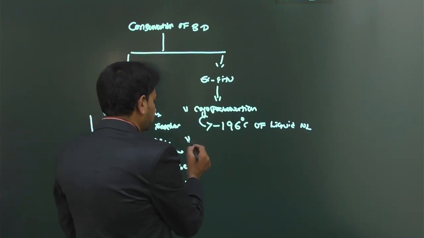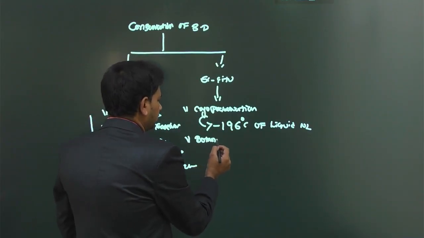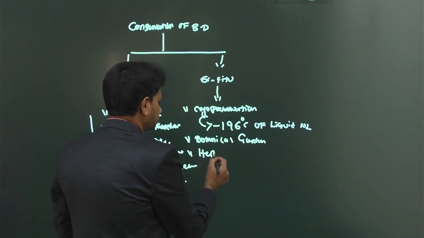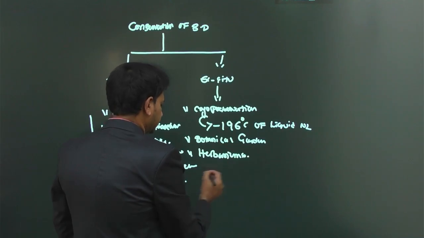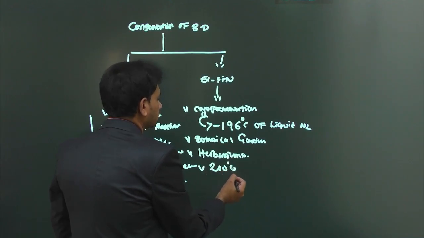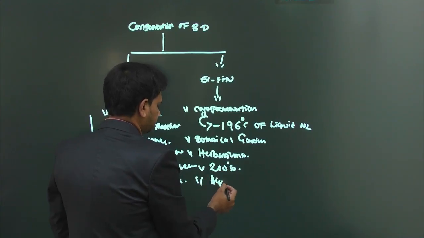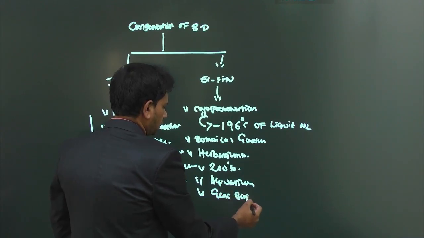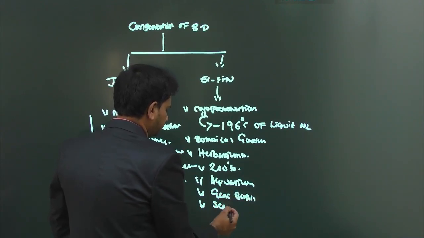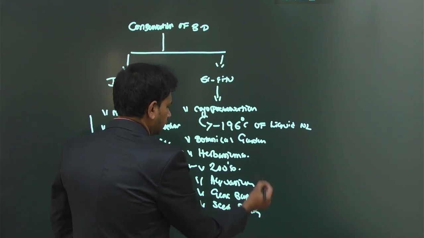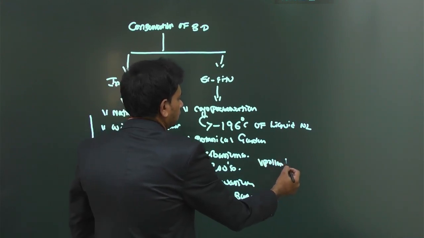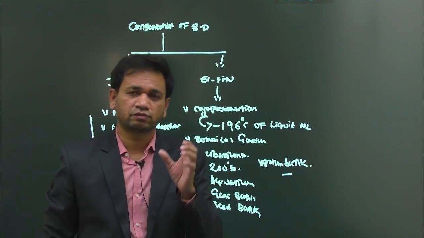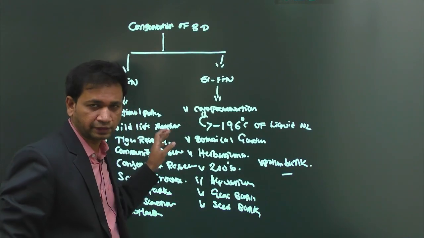Then, apart from cryopreservation, we have the botanical garden, herbariums, zoos, the aquarium, gene bank, seed bank, and pollen bank. So these are the various methods we have for the conservation of flora and fauna in the case of the in situ and ex situ methods.